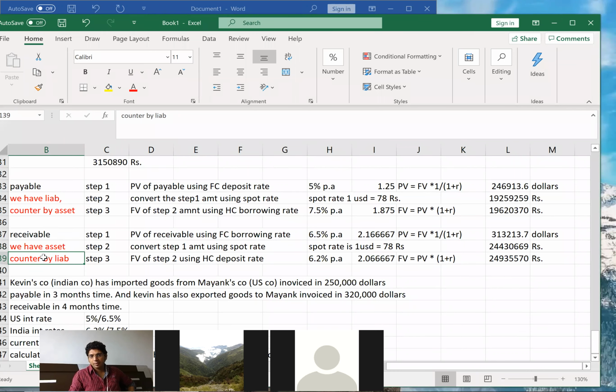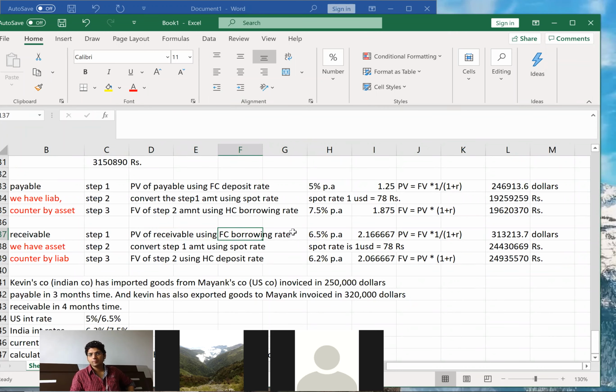If I am creating a liability, I have a receivable in USA, means I'll have an asset in USA. To counter this asset, I'll create a liability in USA. If I'm creating a liability in USA, I am going to use borrowing rate. For asset, you use deposit rate. So for liability, you'll use borrowing rate. So for receivables, you will use borrowing rate of foreign currency.